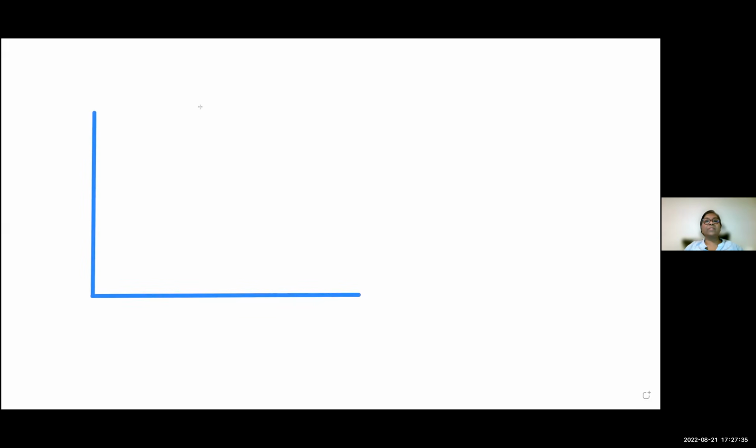Okay, we had two sets of data. One is salary, which we said as Y, and the other is point value, which we said as X.